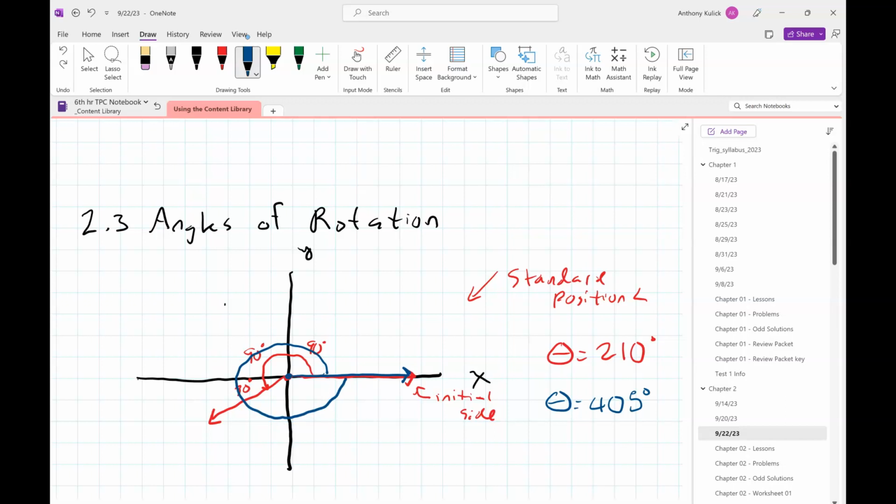OneNote just thinks I want to draw these shapes, and it just really ruins my world.